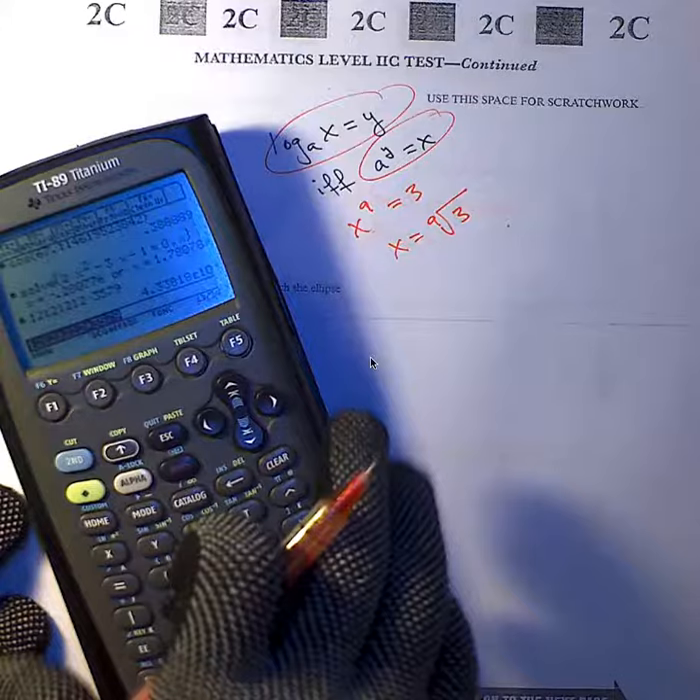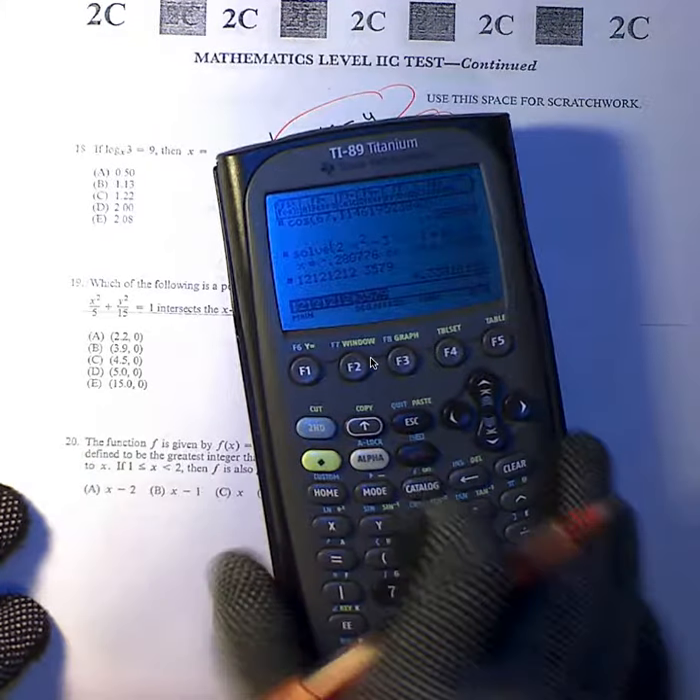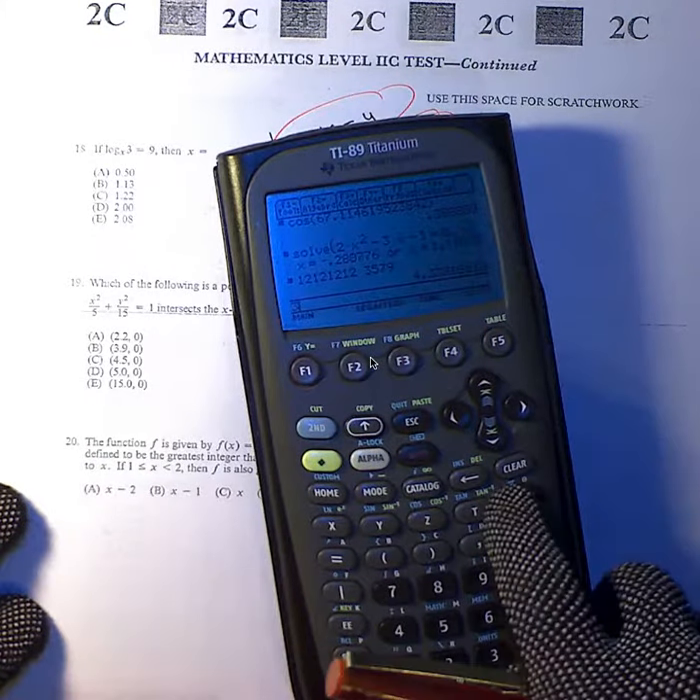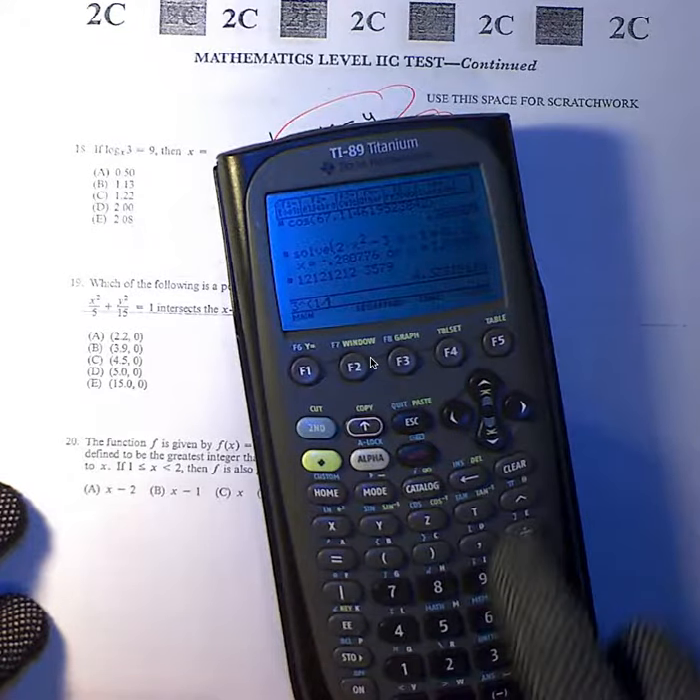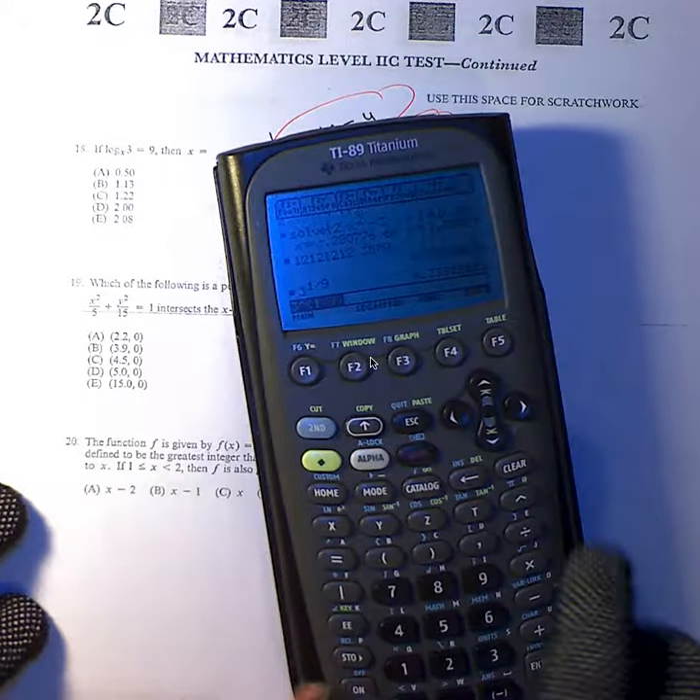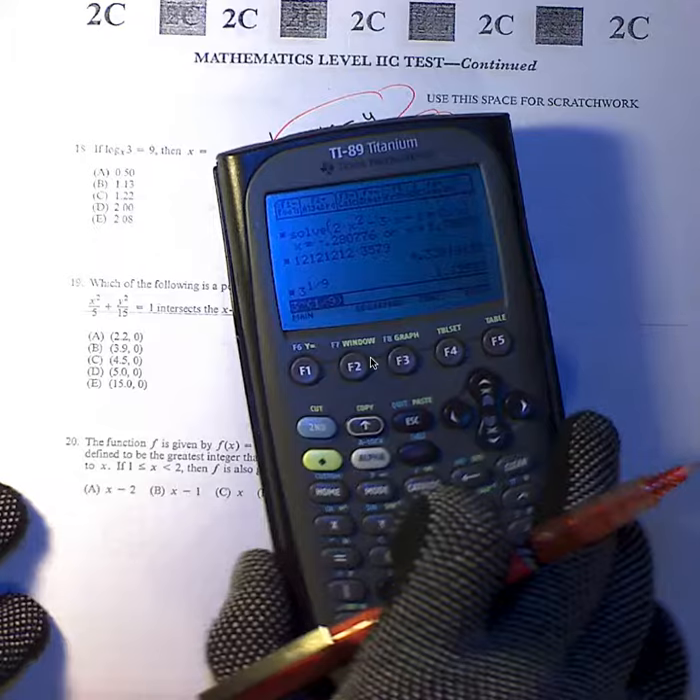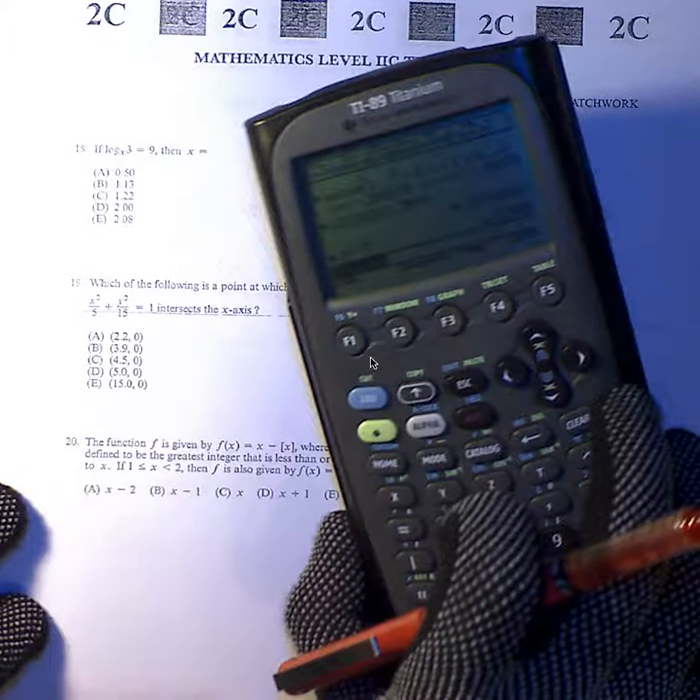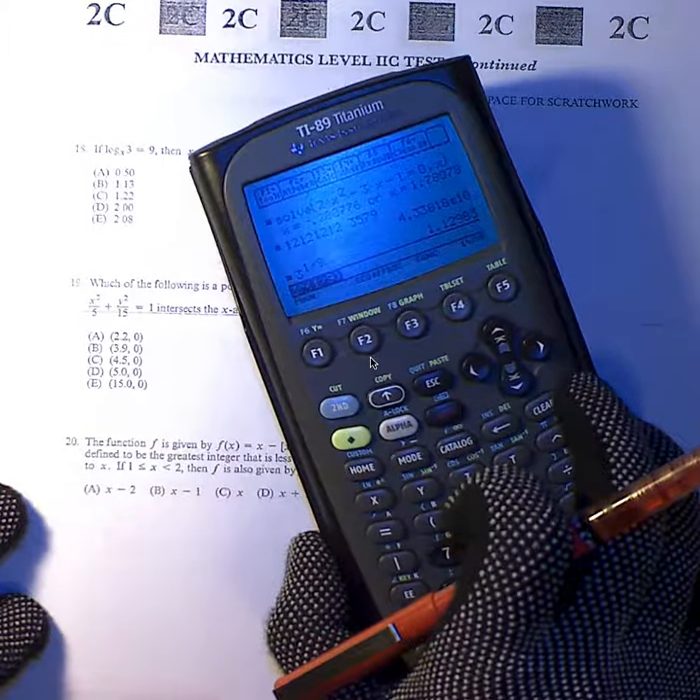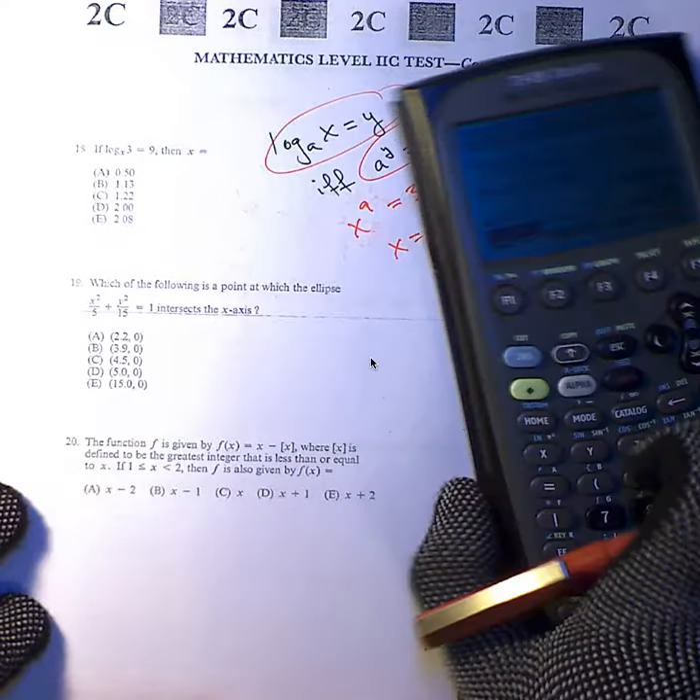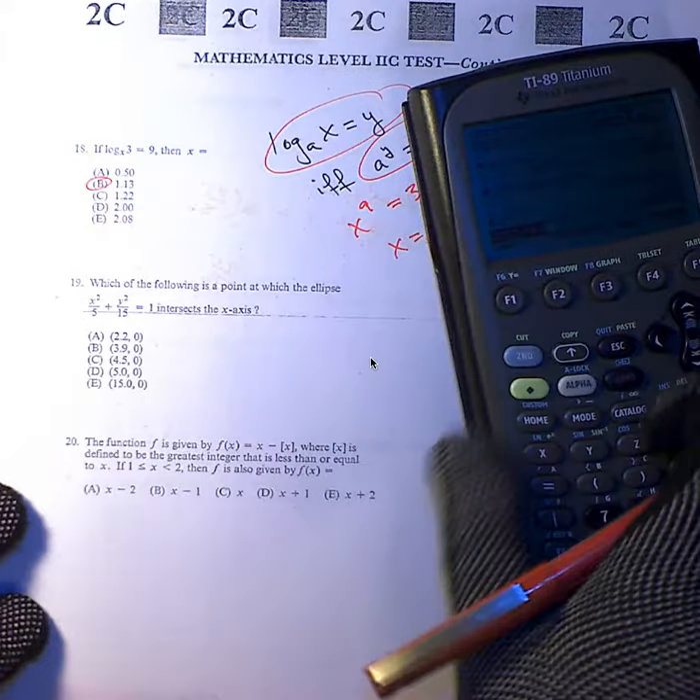So in our calculator, what we're going to say is 3 raised to the 1 divided by 9 power, and that's going to be 1.12, it looks like. 129, and so that's 1.13. All right, so that's B.